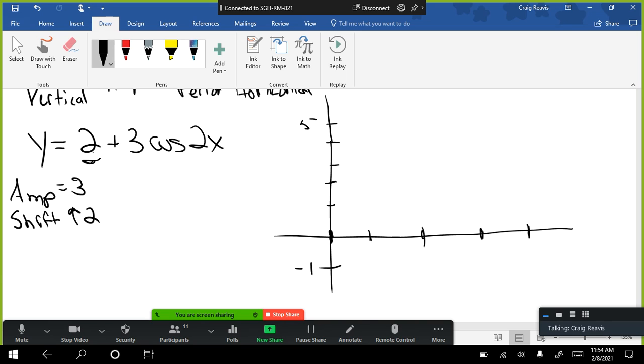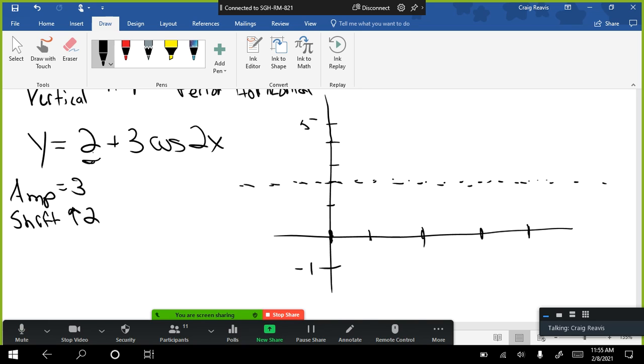All right? What is normally our center? Our center is normally the x-axis. It's been shifted up 2, so this is actually going to be the center of our graph this time. Right? Now it all works the same.